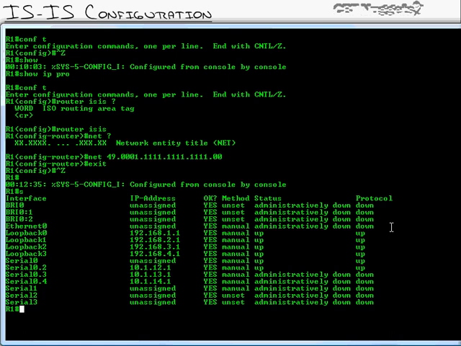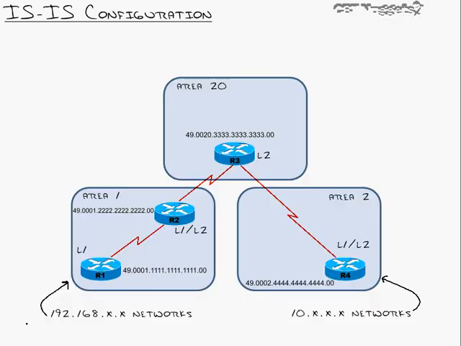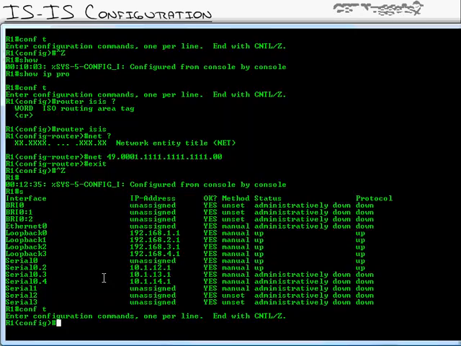So here's the scoop. All I need to do is go underneath the loopback interfaces. I'll start with those. By the way, the loopback interfaces are going to be what simulate our networks. Down here, you can see 192.168.x networks. Those are all going to be simulated, those roles played by the loopbacks.